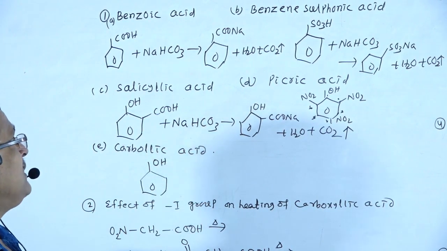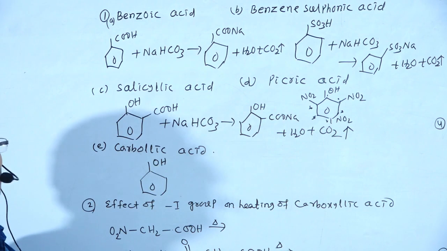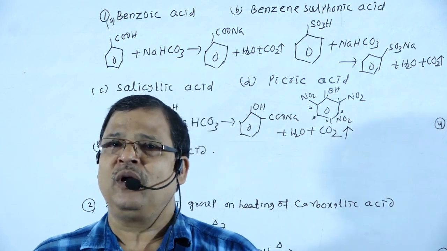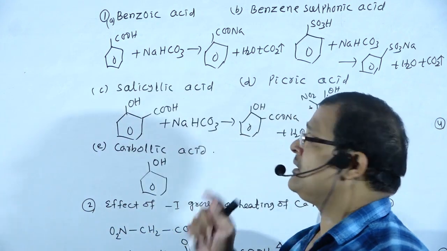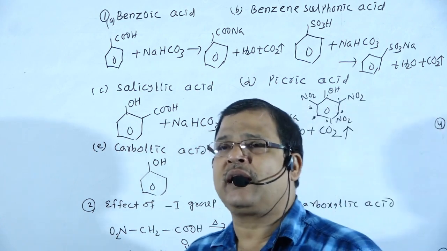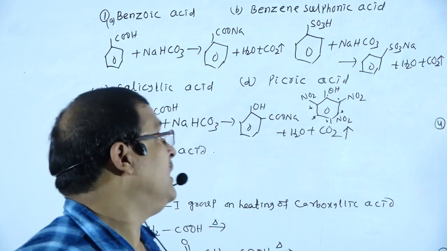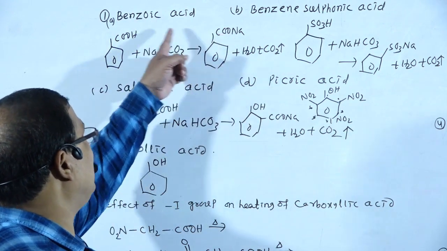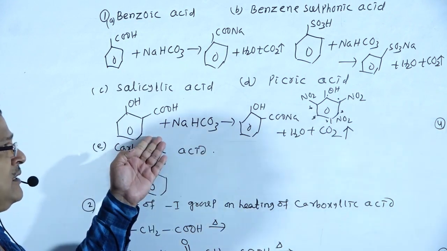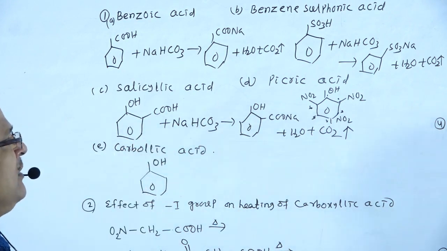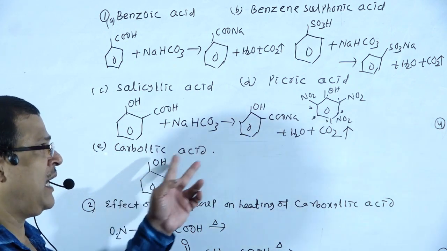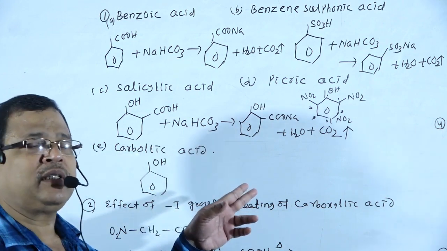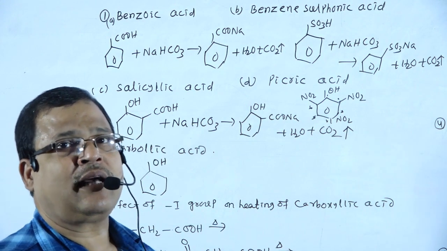So from all these five examples, you can take benzoic acid, which contains the COOH group, benzene sulfonic acid, which contains the SO3H group, and salicylic acid, with the presence of OH as well as COOH group. All these three compounds respond to sodium bicarbonate, and there is the release of carbon dioxide gas. But if we take the example of carbolic acid and picric acid, there is no COOH group, therefore they have no ability to release carbon dioxide.